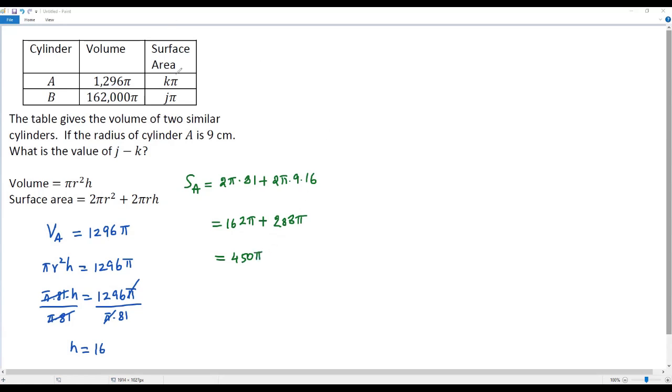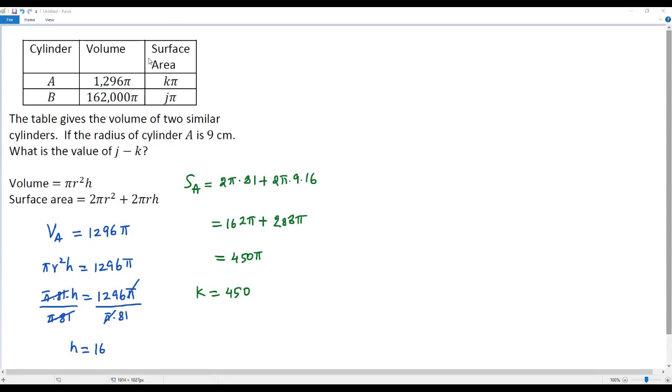But in the table, the surface area of cylinder A is K pi. At the place of K, we have 450. So therefore, the value of K is 450. Now I got the value of the constant K. Still, I have to get the value of the constant J so that I can get the value of this expression. For that, we need the surface area of cylinder B. That is given over here in the table as J pi.